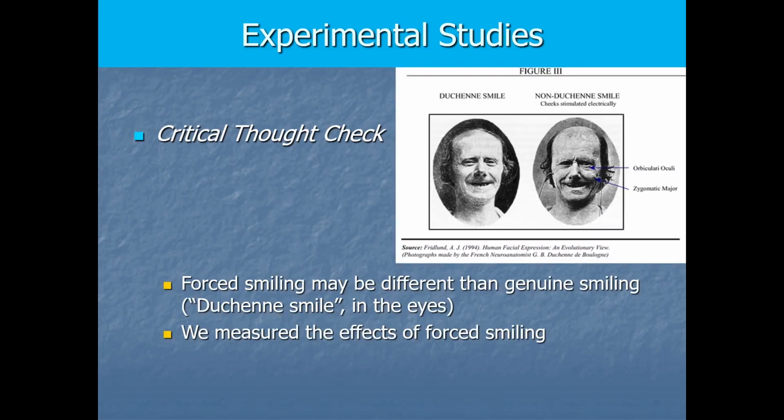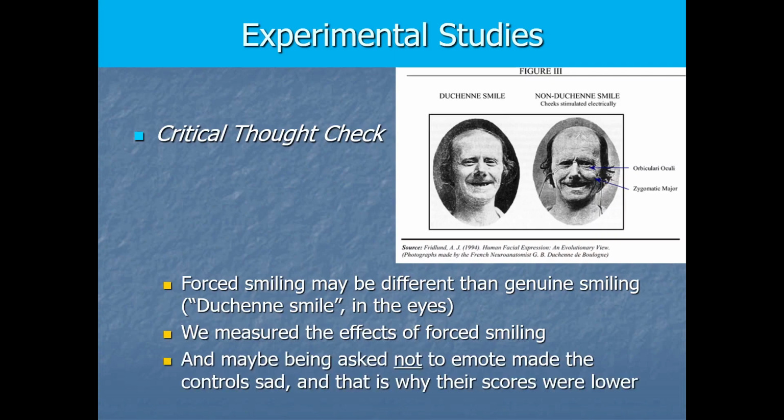Because it turns out forced smiling, just moving the mouth muscles, might be quite different from genuine smiling. There are different forms of smiles. In fact, a French neurologist named Duchenne showed that some smiles don't just raise the corners of the mouth, they also involve muscles that raise the cheeks around your eyes. So in our study, we measured the effects not of smiling in general, but of a particular type of forced smile, just that one type of smile.